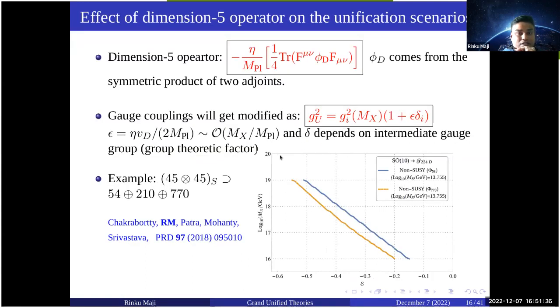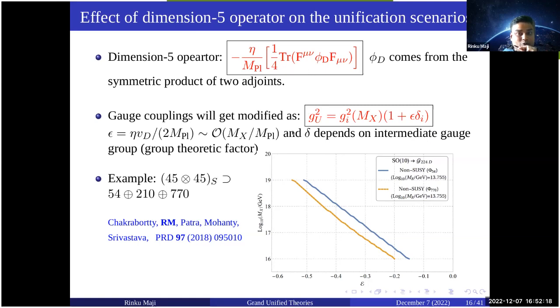Now, since the unification scale is a few orders below the Planck scale, and if we assume that the unified theory is an effective theory of some quantum gravity, we could expect some effect of gravity in the form of a higher dimensional operator, like this dimension 5 operator. Here F mu nu is the field tensor for the unified theory, and phi_D is the scalar that breaks the unified symmetry.